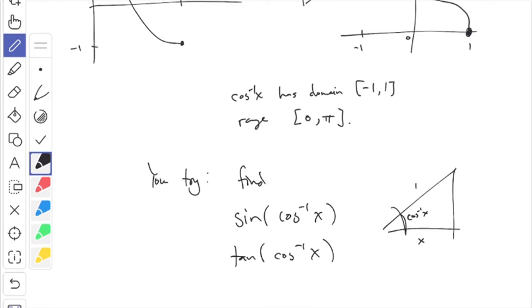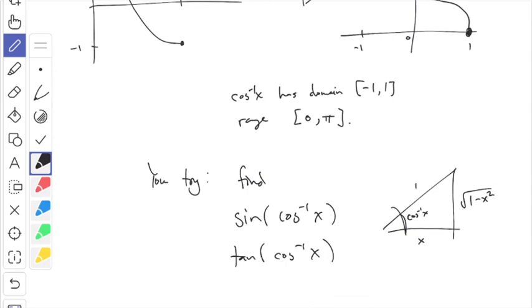The inverse cosine of x is the angle whose cosine is x, and so the triangle that you make should be set up in this way so that the adjacent over the hypotenuse will be x over 1, which is x. And then you find the other side using the Pythagorean theorem. It should end up being this, which looks familiar, square root of 1 minus x squared. And then you take the sine of that and the tangent of that.